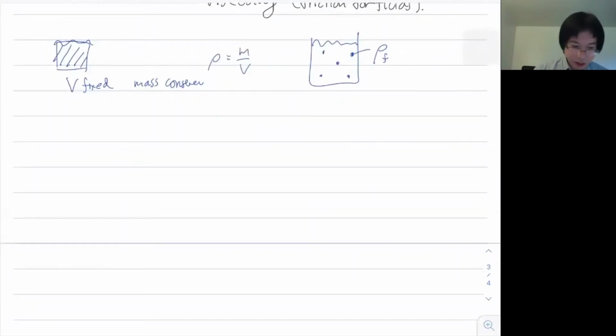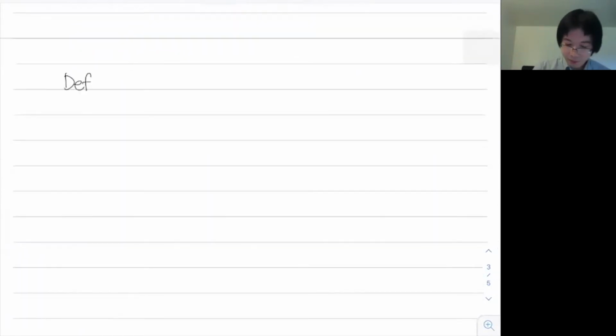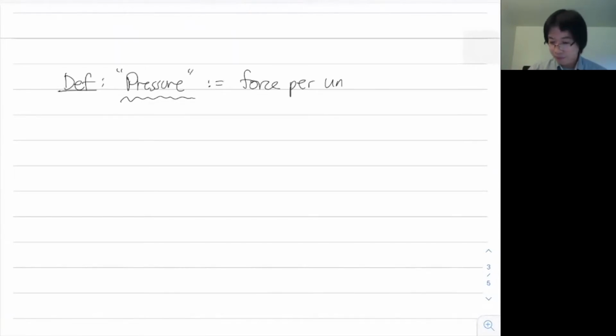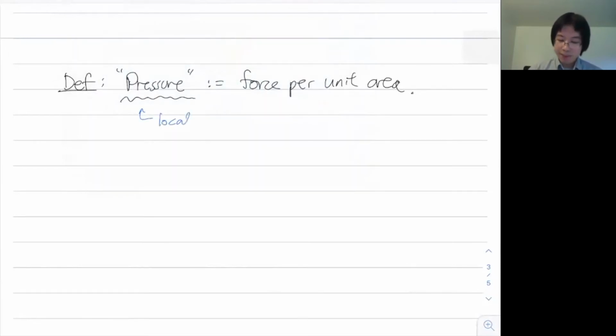Okay, so let's first define another concept called pressure. You probably already know what it is. It's nothing too new, but we'll put this officially down here. The definition is force per unit area. So one comment is pressure is a local property of a substance. So what that means is when we talk about pressure, we need to talk about pressure at a point.